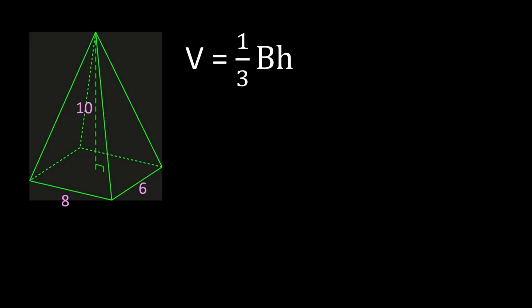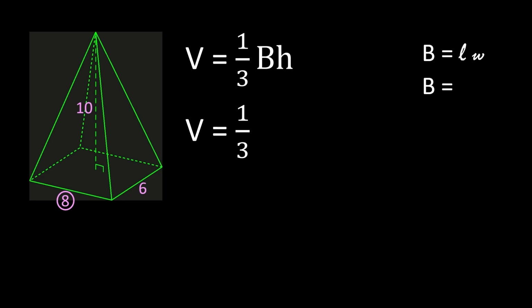To find the volume of this pyramid, we're using the formula volume equals 1/3 times the area of the base times the height. So we're going to start with our volume equals 1/3, and that capital B is the area of the base of our pyramid. The base of this pyramid is a rectangle. So to find the area of the base, we have to use the formula for the area of a rectangle. So the area of our base is going to be equal to the length times the width of the base of this pyramid. So the length of the base is 8.